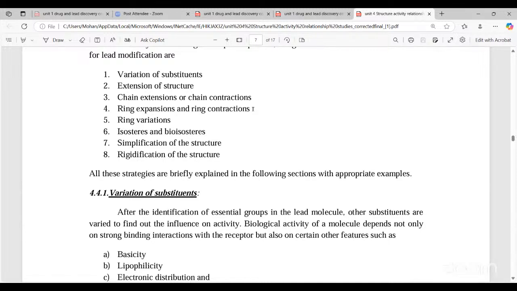So ring variations, like if a heterocyclic ring is there, and it carries oxygen, the heteroatom oxygen is there. You can replace it, keeping the nitrogen here, or the sulfur. So like that.